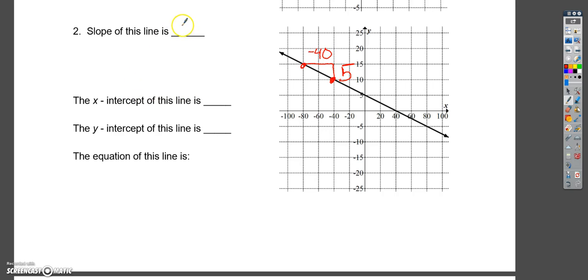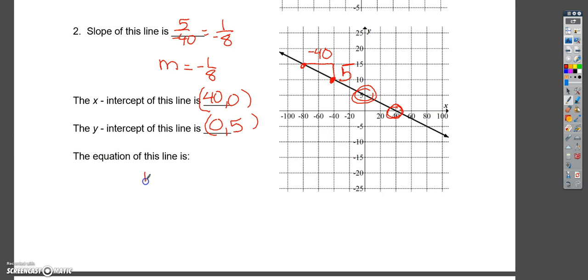So the slope of this line is rise over run. So that would become 1/8. So our slope is -1/8. The x-intercept is right here. So that would be (40, 0). The y-intercept is here, which would be (0, 5).